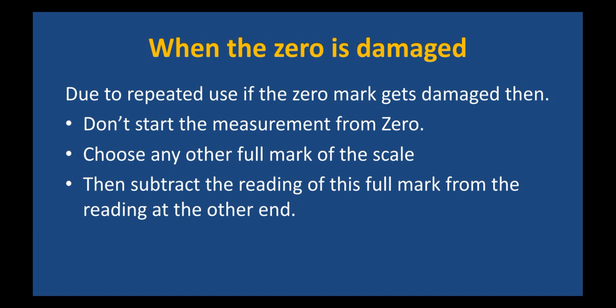After you do that, you subtract the reading of this full mark from the reading at the other end. You place the scale and start measuring not from zero this time, because the zero mark is damaged. You start from the other full mark and see where you reach. Look at the end point. Then you subtract the readings.